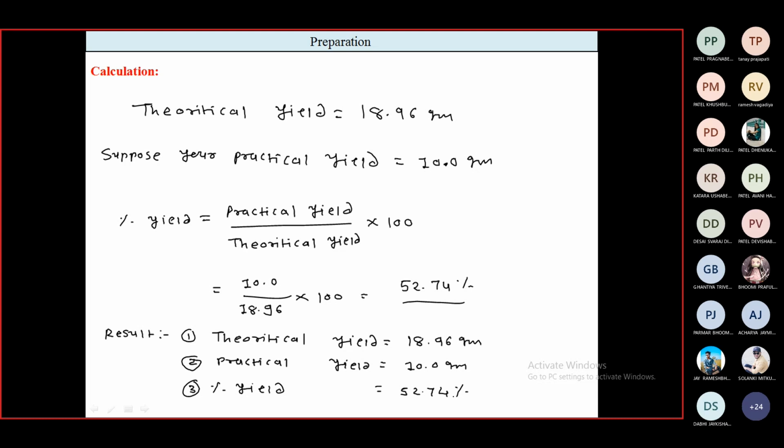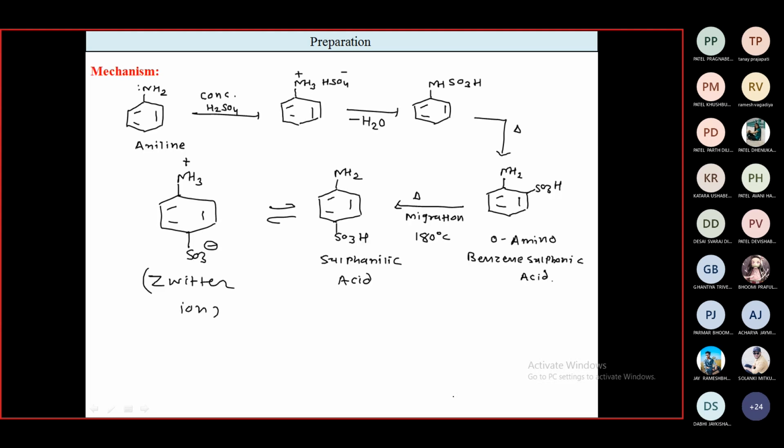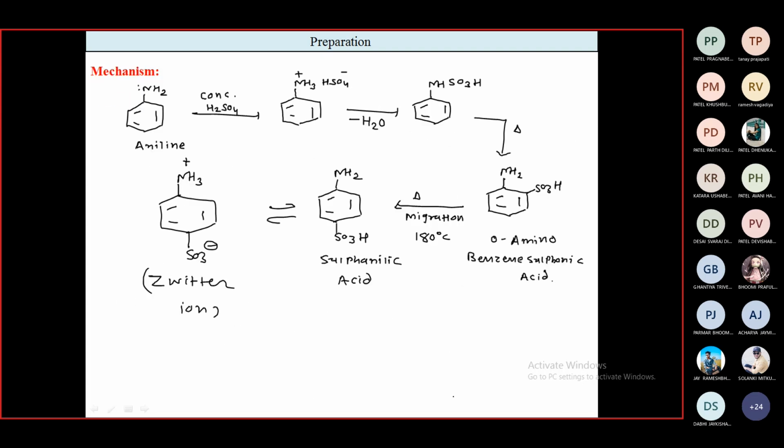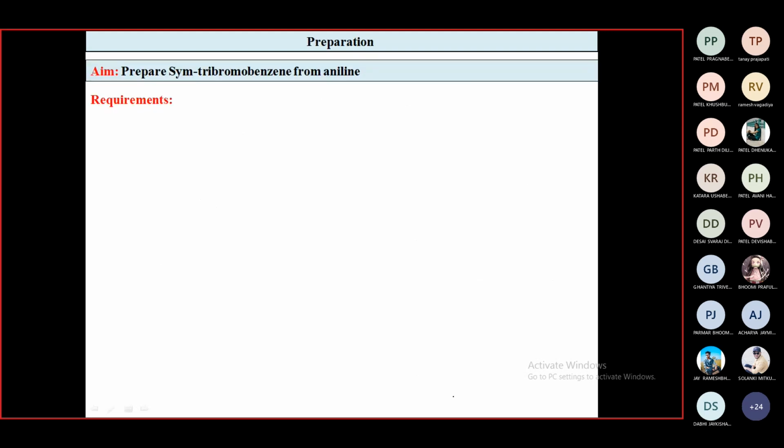So this is practical one. If you have any doubts in this experiment, you can ask me. Otherwise we move to the second one. Is there any doubt? Yes or no? Am I audible? Yes, sir. Okay.